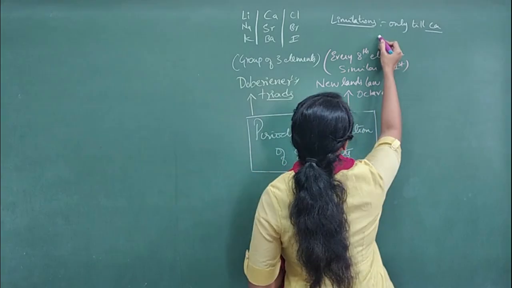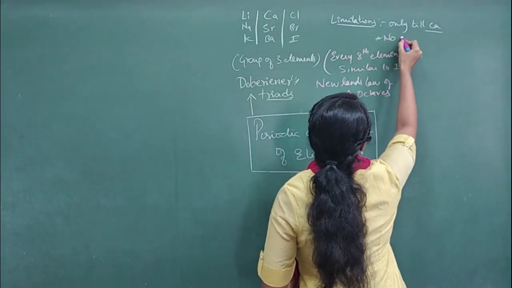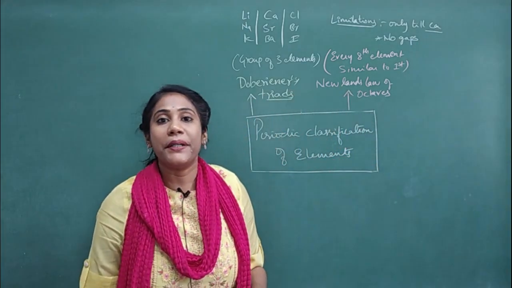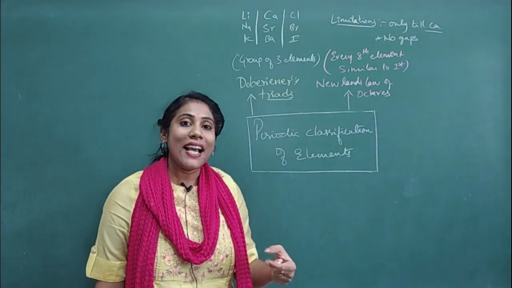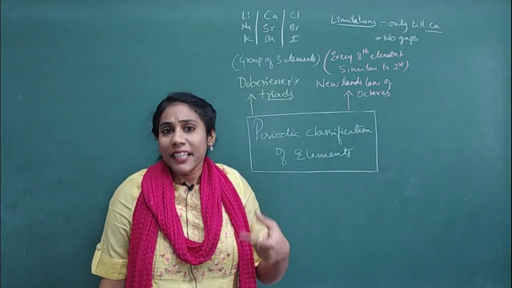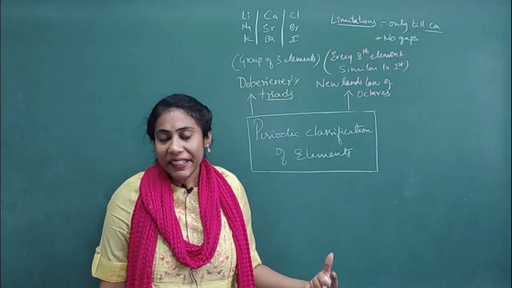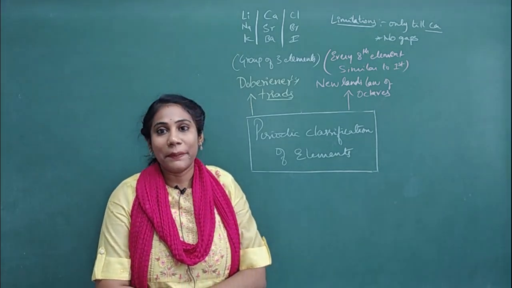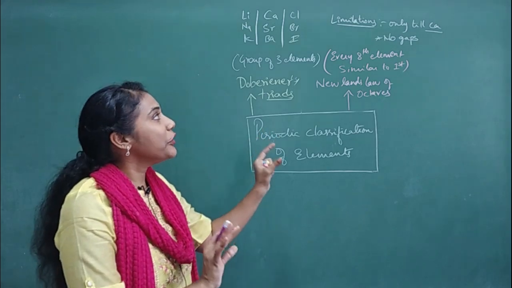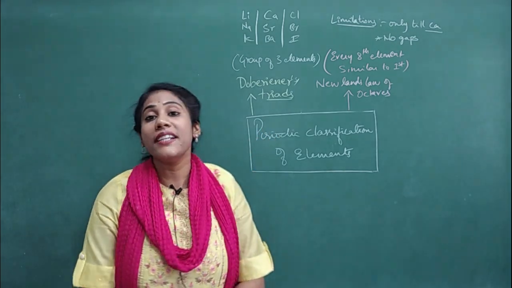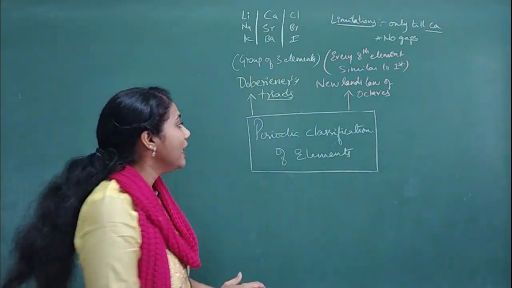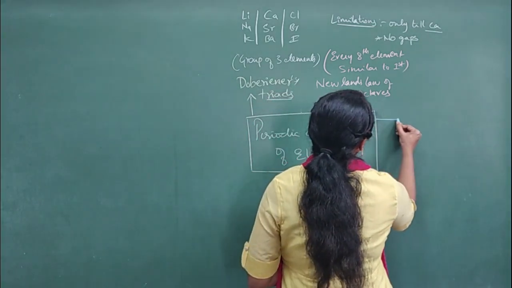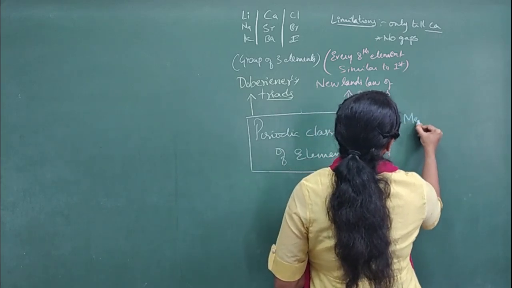Another limitation is no gaps for newly discovered elements. If any element has to be discovered in the future, there must be some place in the periodic table, right? So he did not leave any gaps for the newly discovered elements. So these are the two main limitations of Newland's law of octaves. Clear? And now coming to the third concept in the chapter, that is Mendeleev's periodic table.